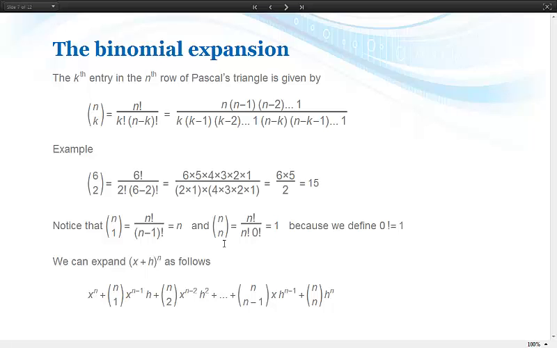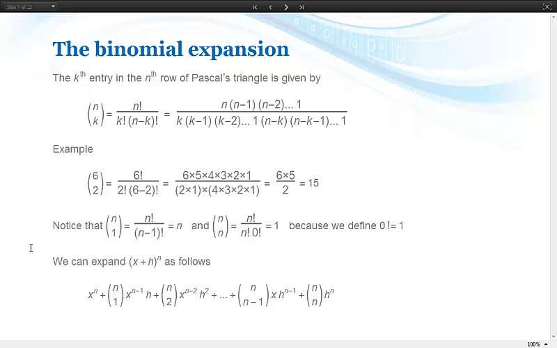And n choose n, the last term, is n factorial over n factorial times n minus n factorial. That's just 1, because we define in probability, and anywhere we use factorials, 0 factorial to be 1 to make these formulas work.